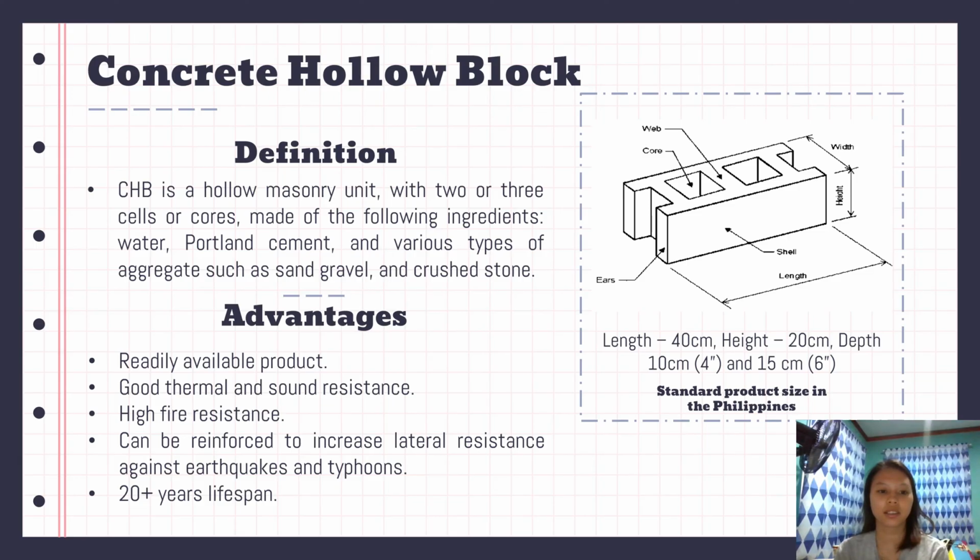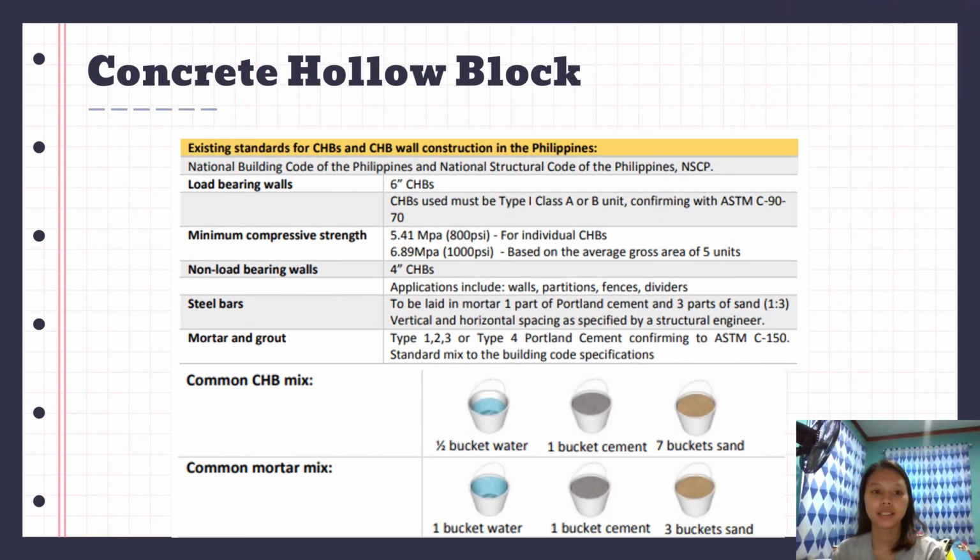Its advantages are that it is a readily available product, has good thermal and sound resistance, high fire resistance, and can be reinforced to increase lateral resistance against earthquakes and typhoons. And there is a 20 plus years lifespan. So this is an example of a concrete hollow block. This table is the existing standards for CHBs and CHB wall construction in the Philippines. I will no longer discuss this, but I hope you make time to read it.